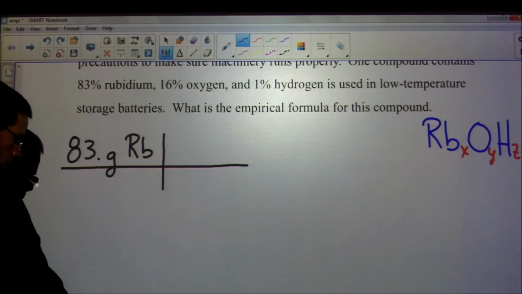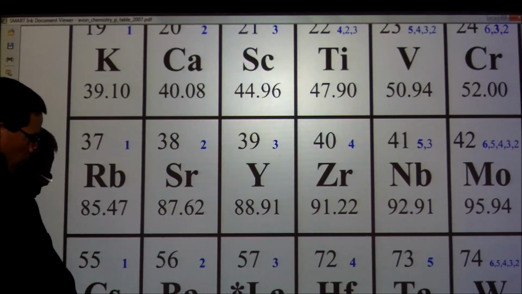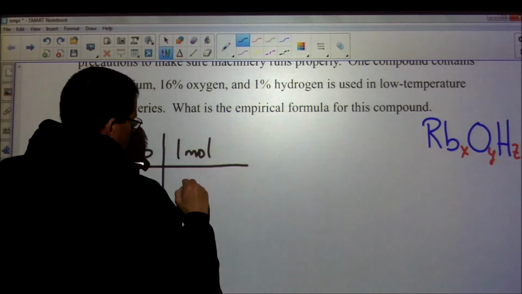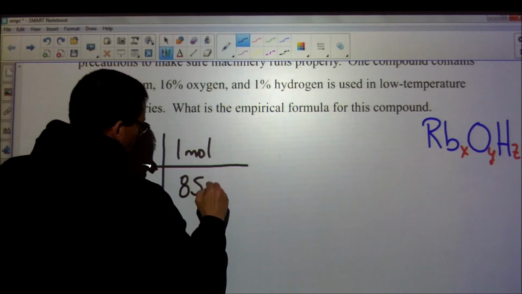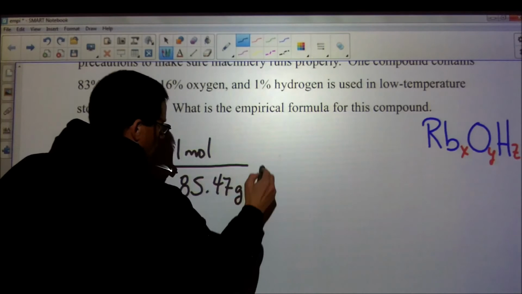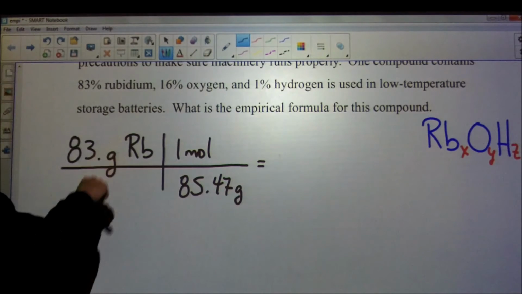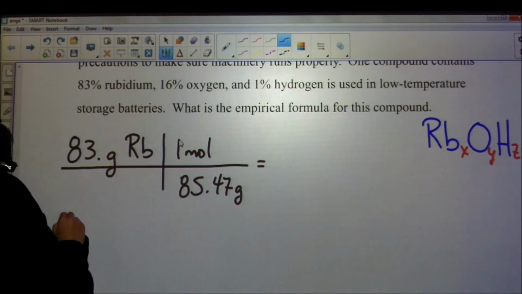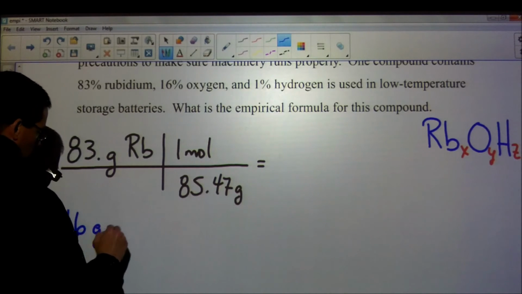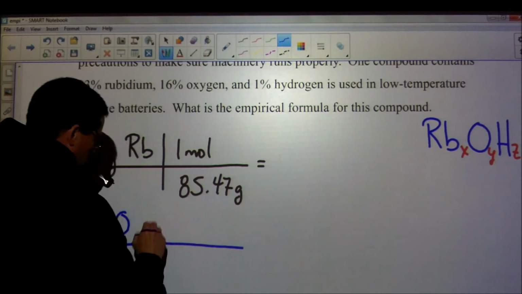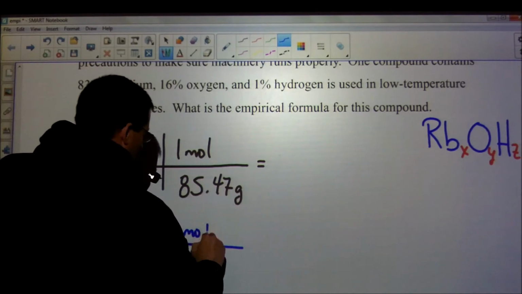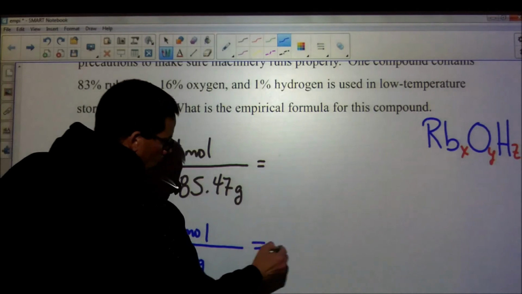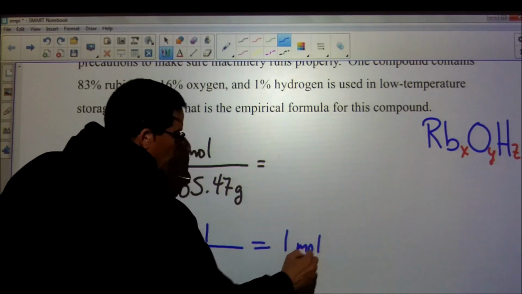And let's see, what was that molar mass again? 85.47, so 1 mole is 85.47 grams. Oxygen, we have 16% or 16 grams of oxygen. So we'll go 1 mole of oxygen, which is 16 grams. Well, I can do that in my head. That's all 1 mole. That's nice and easy.